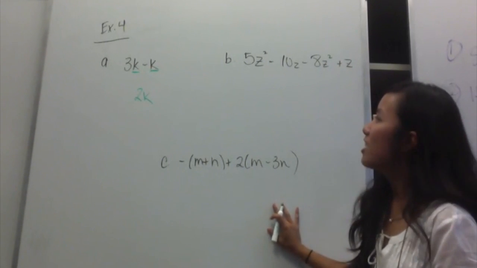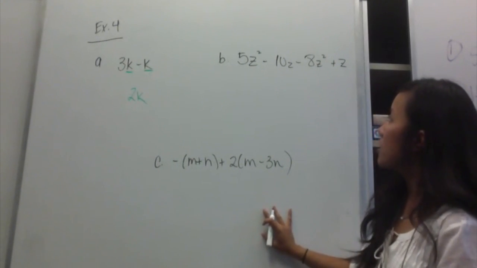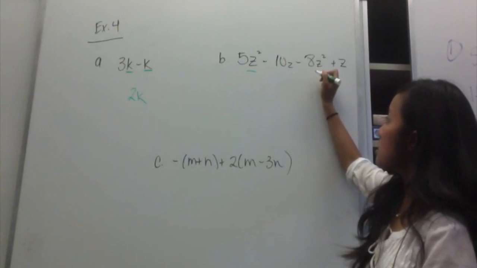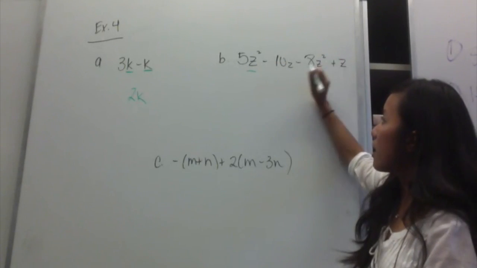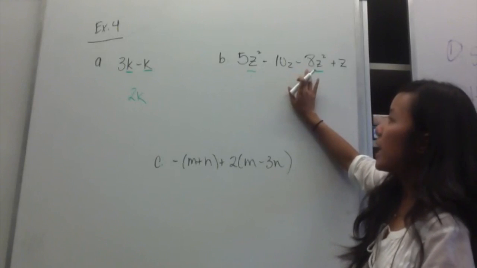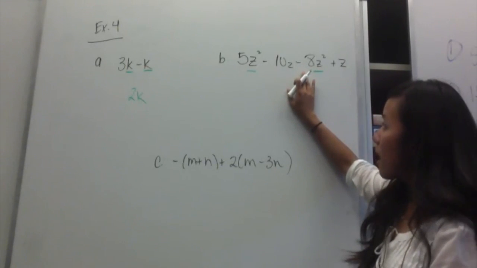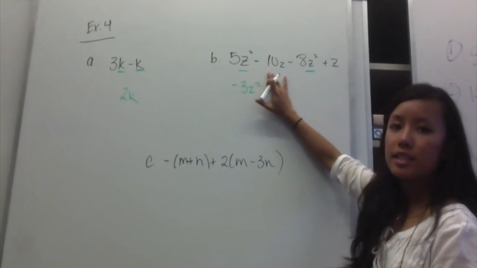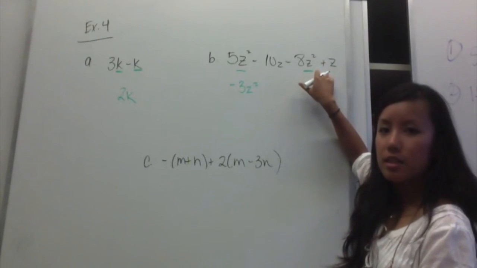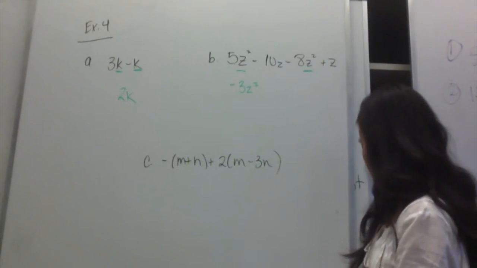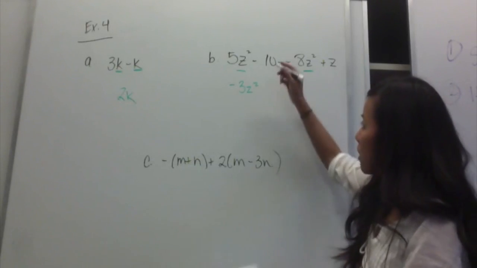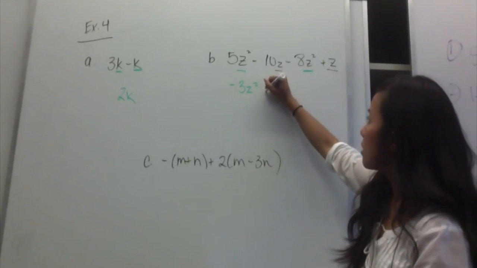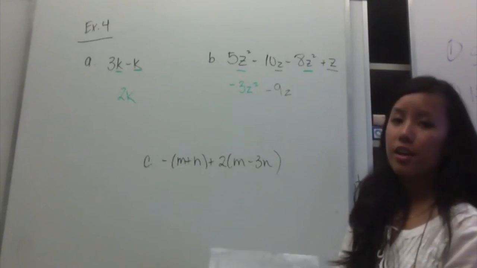Okay, so let's look at B. Same thing, let's look at the like terms. So we have Z squared. This is Z, that's not the same. Z squared here. Great, let's combine it. 5Z squared minus 8Z squared. How many Z squareds do we have? Hopefully you got negative 3Z squared. Minus 10Z plus Z, because it's the same thing. So we've got 1Z here, so you combine it, negative 10 plus 1, you'll have negative 9. And there you go, simplify.